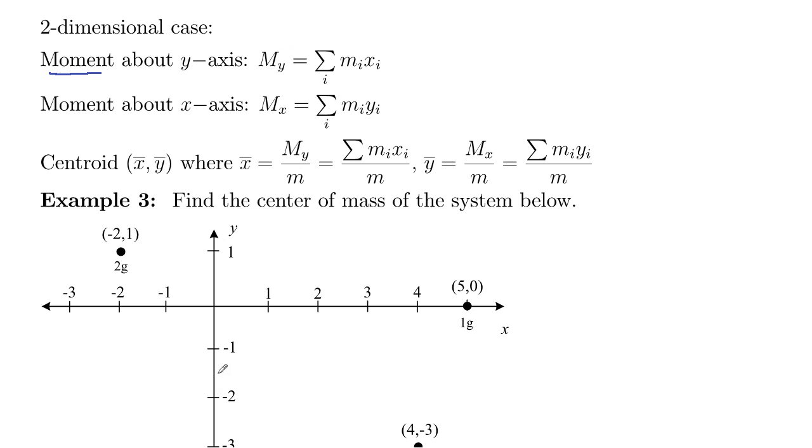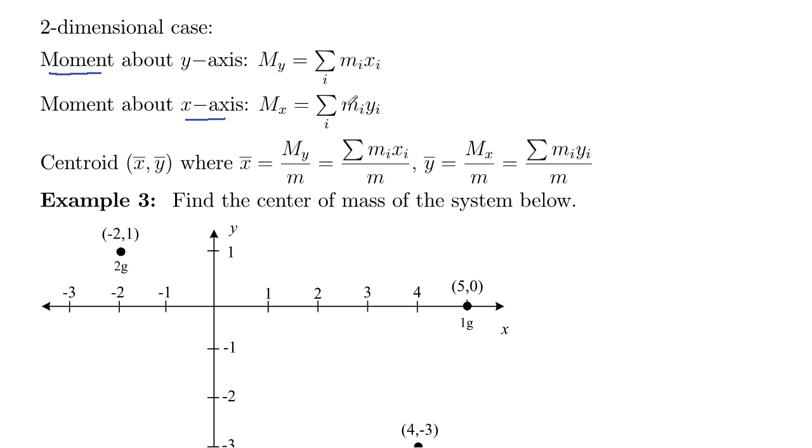Because here's a two-dimensional system, here's our y-axis, and we've got a point out here at (5, 0). So if that's going to rotate around the y-axis, that's going to be a function of its distance from the y-axis, right? And that distance is given by the x-coordinate, 5 units from the y-axis. So that's why our moment's defined here as the sum of the masses times our x-coordinates. And then the moment about the x-axis, m sub x, is the sum of the masses times the y-coordinates.